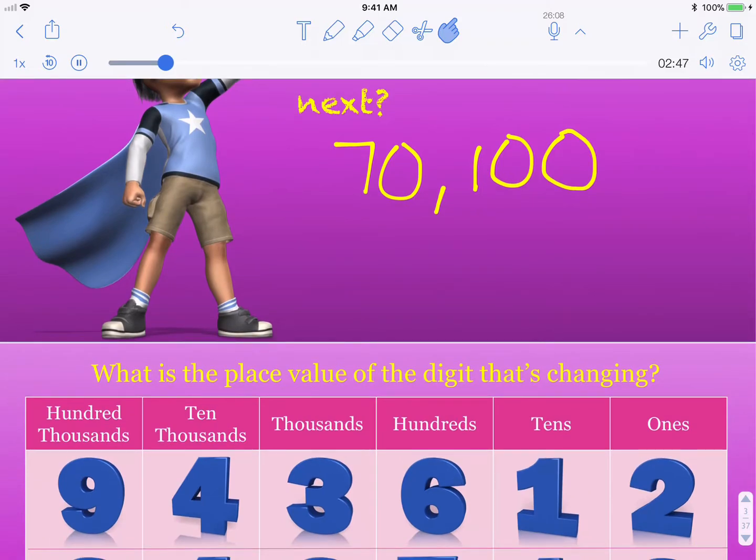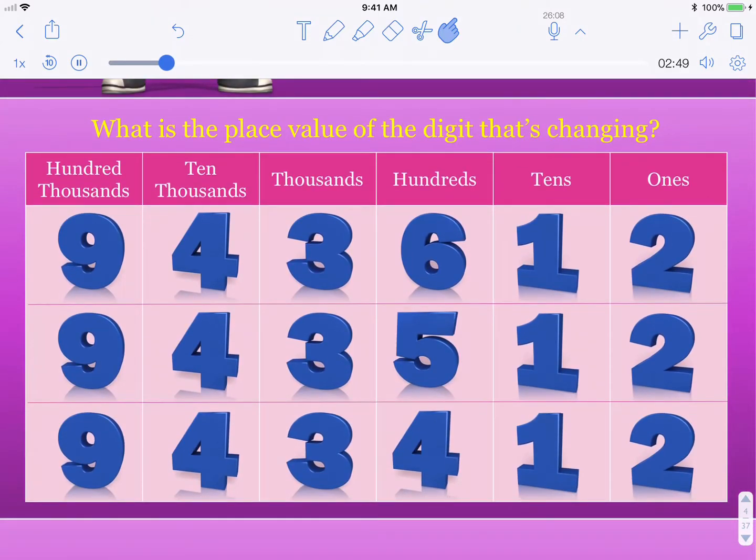What is the place value of the digit that's changing? Whoa, this looks like a huge number. But if you break it down and look at every single spot, the 100,000s staying the same, the 10,000s staying the same, the thousands are staying the same, the hundreds, not the same. The tens are the same, the ones are the same. So if I were comparing these numbers, what place value is the digit that's changing? Where is that? Go ahead and circle the place where the digit's changing.